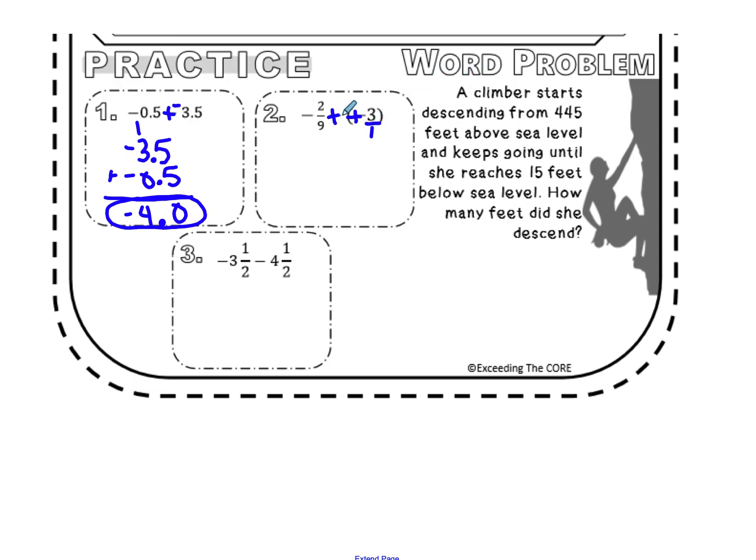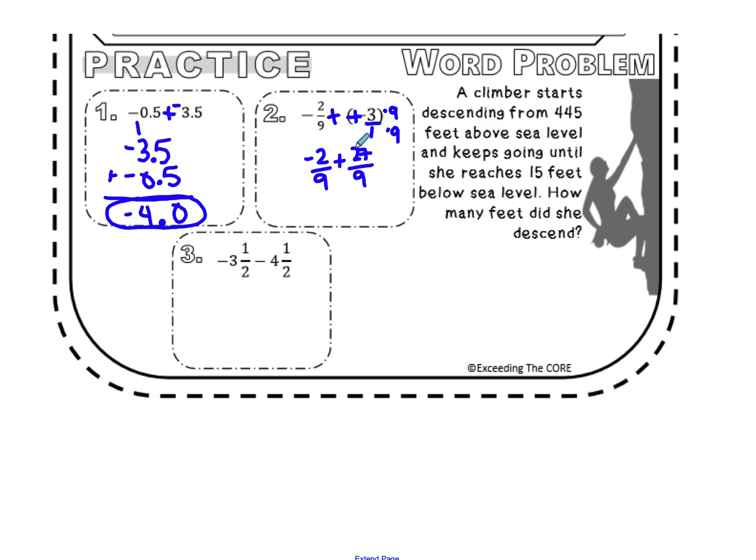Okay, and then I need a common denominator. So to make my 1s into 9s, I'm going to have to multiply by 9. So I'm going to multiply by 9 and multiply by 9. So my mini problem, negative 2 ninths plus, and then I'm going to have 27 ninths.